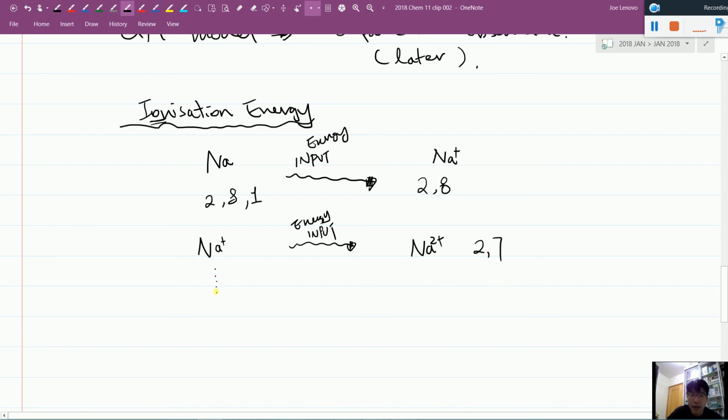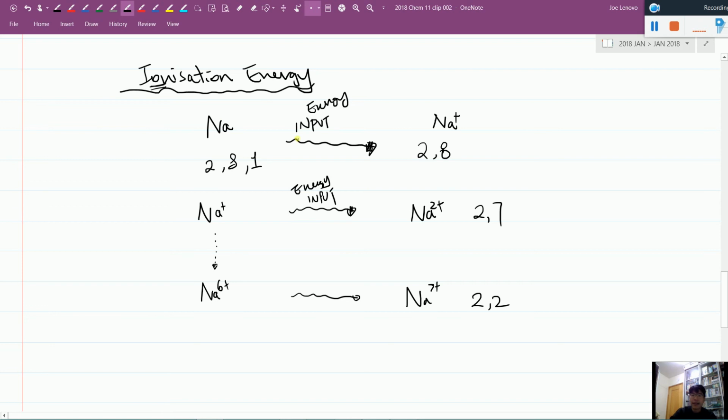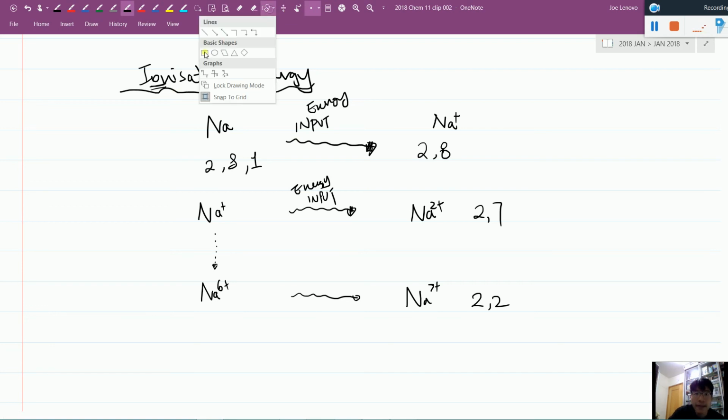And you can keep going on and on, from 2 to 3, 3 to 4, and 5 to 6. Let's say we have Na6+ getting into Na7+. So when sodium loses 7 electrons, you only have 4 left. That would be 2 and 2. Ionization energies. So why are we able to use ionization energy to explain the formation of ions? It's quite easy to put them into a graph. Let's try to plot a graph, and it will be easier to explain to you.